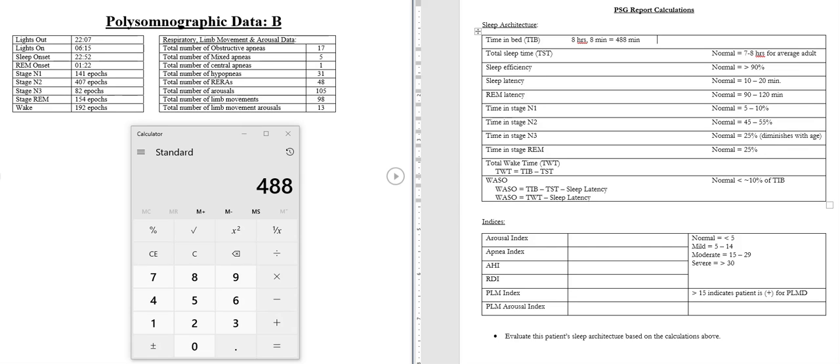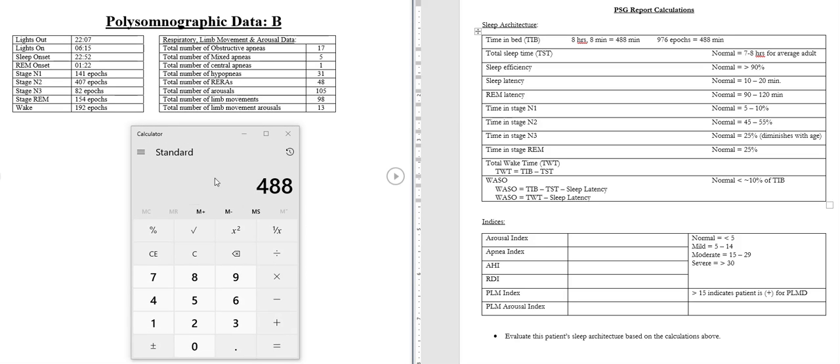But another way to do it, which would get you the exact same results, is when you have the data presented to you like this, where you have not only all the epochs of sleep, but also the epochs of wake. If we were to add up all those epochs, so 141, oh, let me click on the calculator. 141 plus 407 plus 82 plus 154 plus 192, that equals 976 epochs. To convert epochs into minutes, you're just going to come over here, divide by 2, and again, 488 minutes.